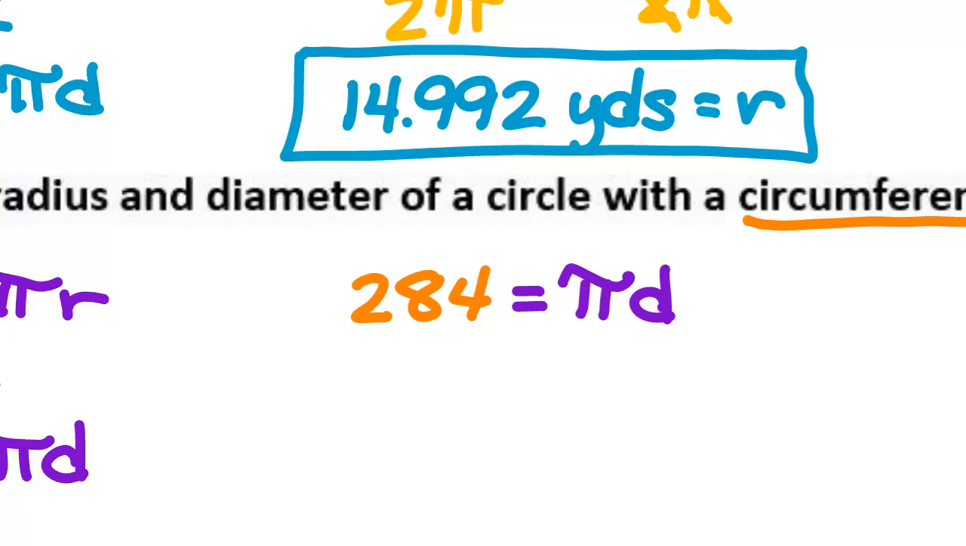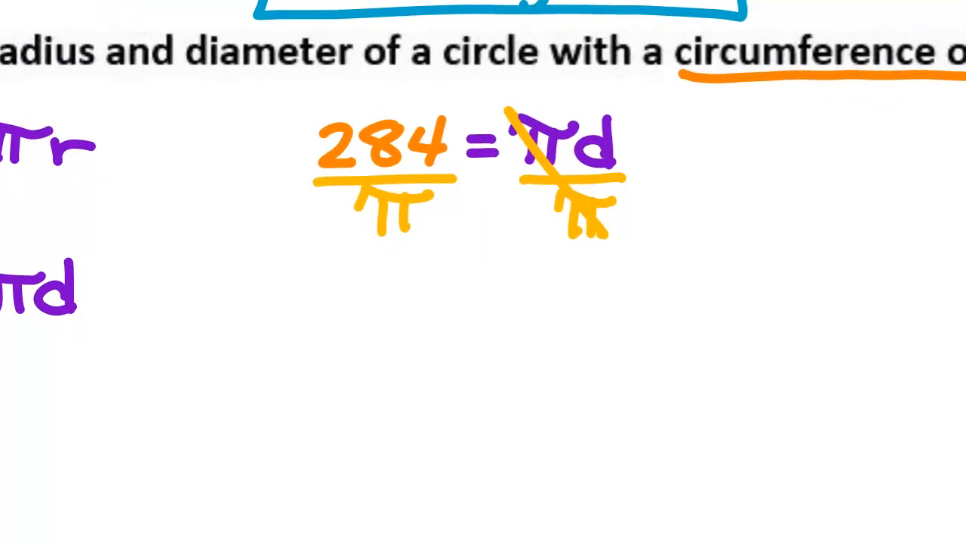Again, you can do this with 2 pi r. You're going to get the exact same answers for your radius and for your diameter either way. It's just which one are you going to find first. So let's do 284 divided by pi. What is 284 divided by pi?